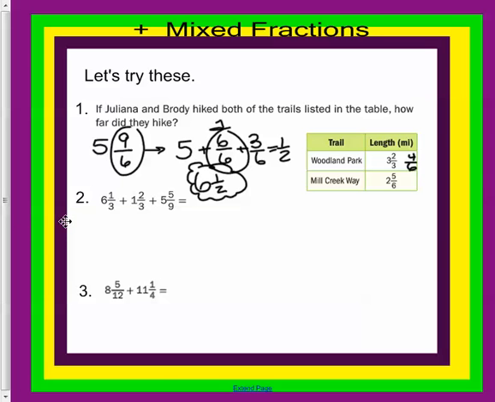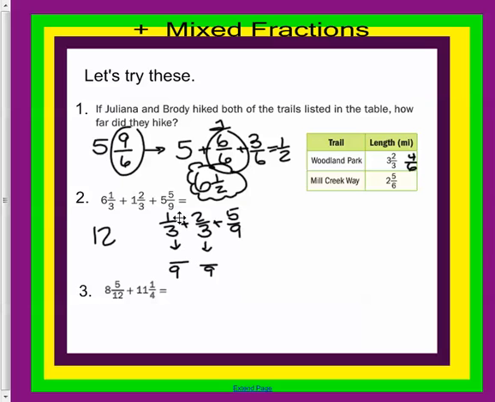Okay, hopefully you paused the video and tried it yourself. The first step that I would do is add up all of your whole numbers. 6 plus 1 is 7, plus 5 is 12. Now I'm going to add up all my fractions. And notice that we have a 9th here, which means we have to change all of these denominators into 9ths as well.